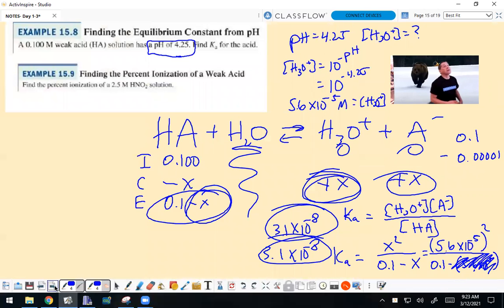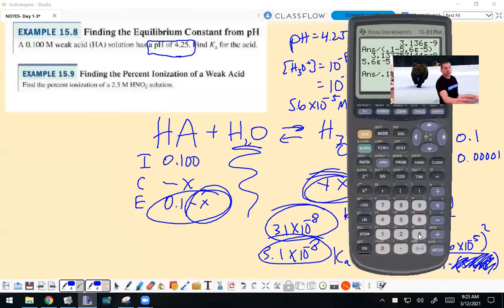All right, let's do the second one here. So what is the percent? Let's do the percent on this one too, since I have it. So we have X, we have the initial. It's always the same. X, 3.1 times 10 to the minus 8 divided by the initial concentration times 100. So you can see this ionizes 3.1 times 10 to the minus 5%. So, really, really small.